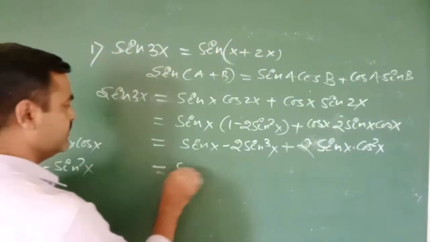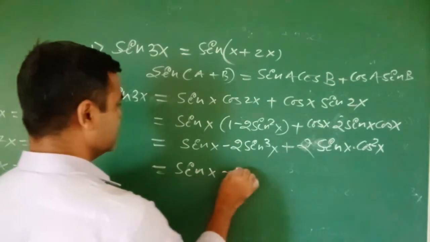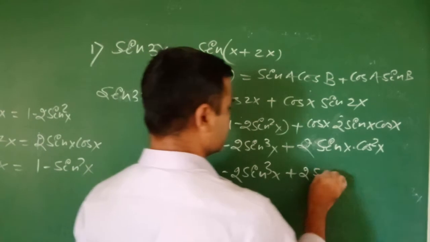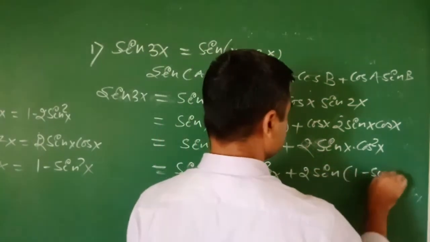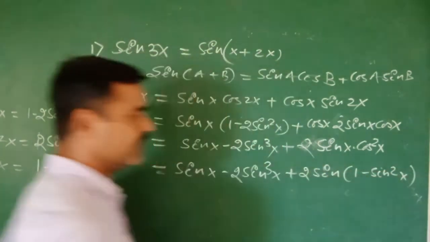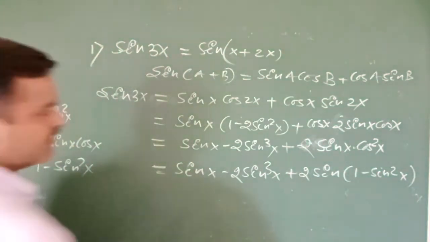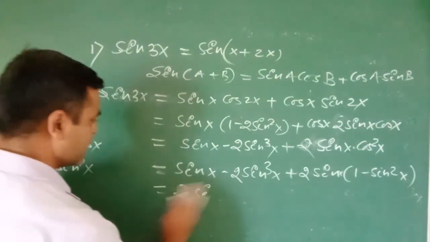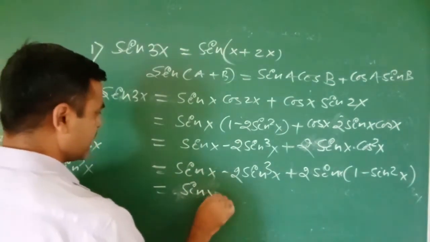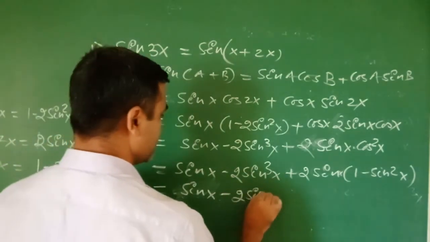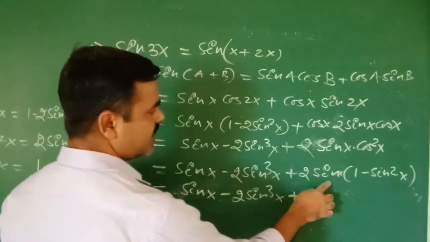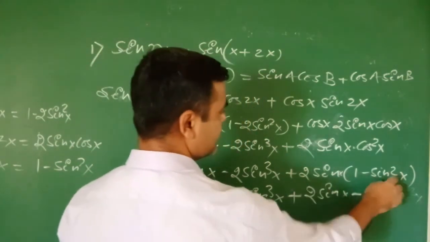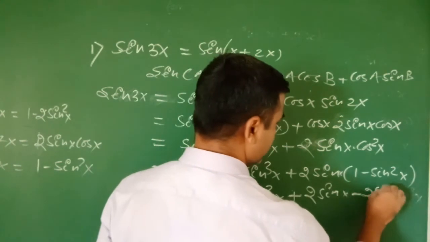sin x minus 2 sin cube x plus 2 sin x into (1 minus sin square x). Now multiply this one. Multiplying sin x here, this one will become sin x minus 2 sin cube x plus 2 sin x into 1, that is 2 sin x, minus 2 sin x into sin square x.